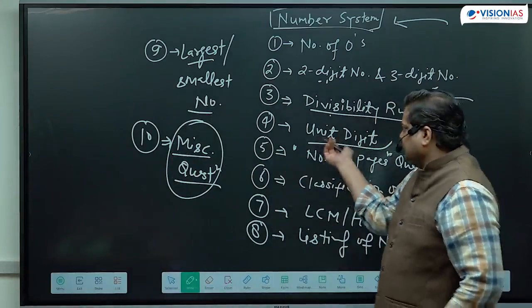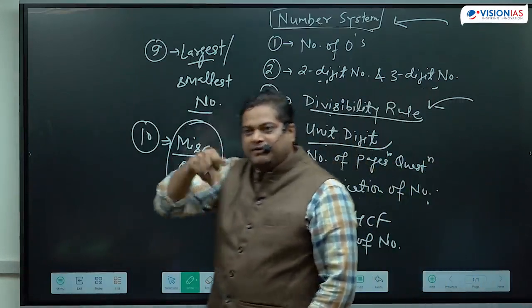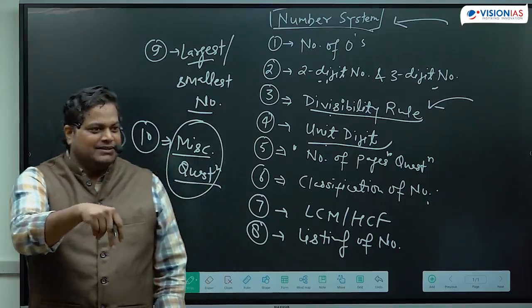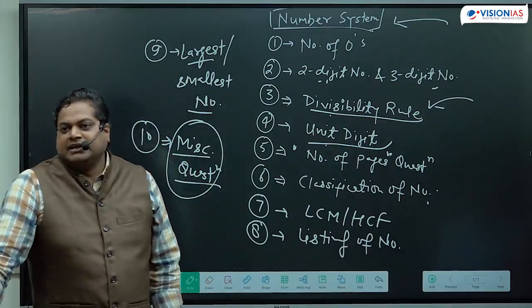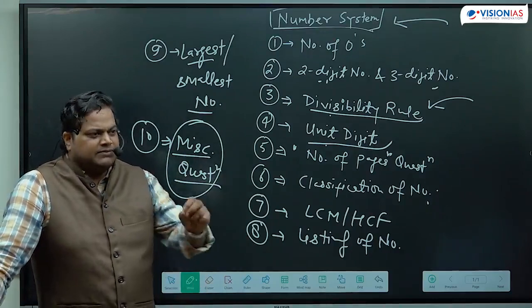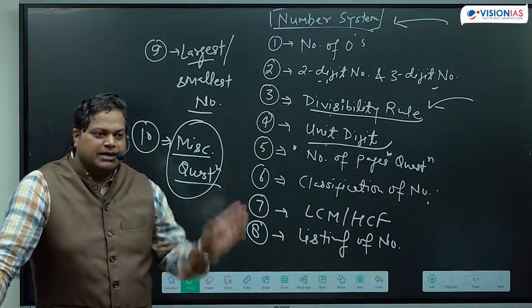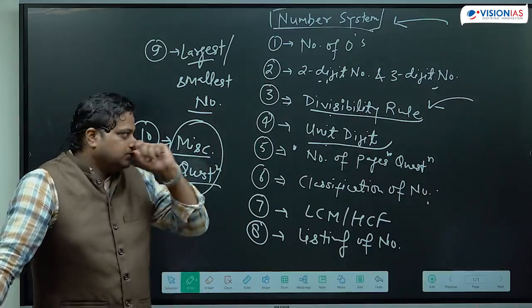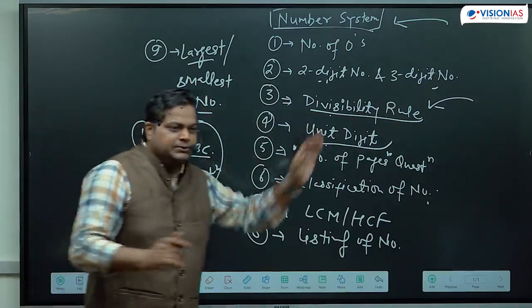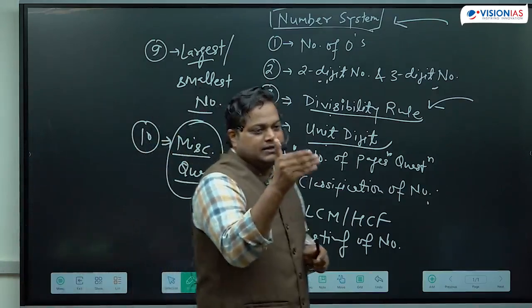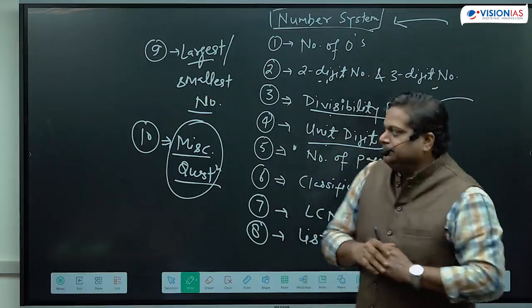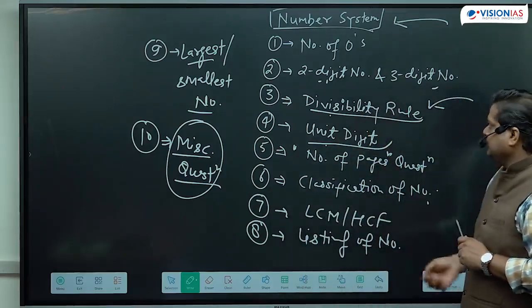Then they can ask: 11 times we have pressed, how many pages are there in that book? So this way they can frame questions. They will ask: there is a book with numbering from 1 to 100, so how many digits are used in printing those 100 numbers, 1 to 100? So these are the topics.